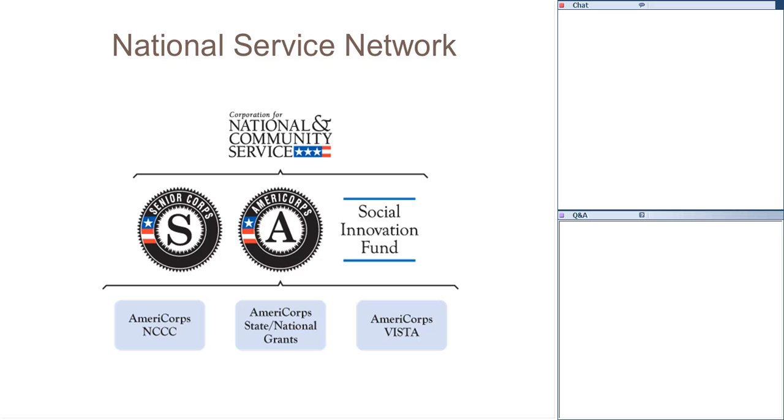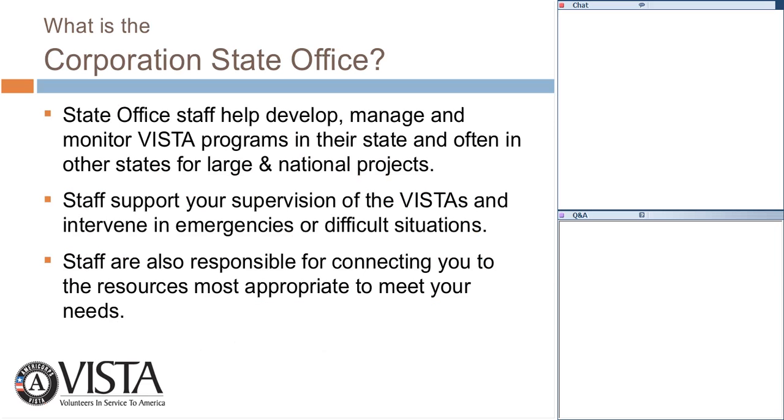Now I'd like to move on and talk a little bit about our organization and your relationship to it. So we have our national office in Washington, D.C., which is where I work. We also have 47 state offices spread out throughout the country. We have a couple of states that have combined together and share a state office. And these state offices are there to help develop, manage, and monitor VISTA programs. And some of them manage large, what we call multi-state or national projects.